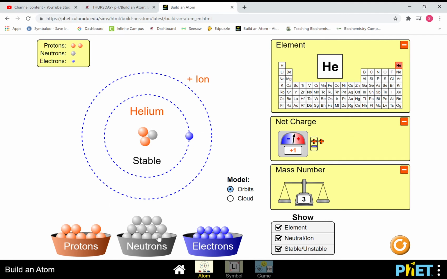The neutrons can change in an atom because they can tell you what type of isotope you have, and the electrons change to tell you if you have an ion, an ionic charge, so either positive or negative. So right now we have an ion because we don't have equal amounts of protons to electrons. Again, if I change the protons, it tells me what atom I have.